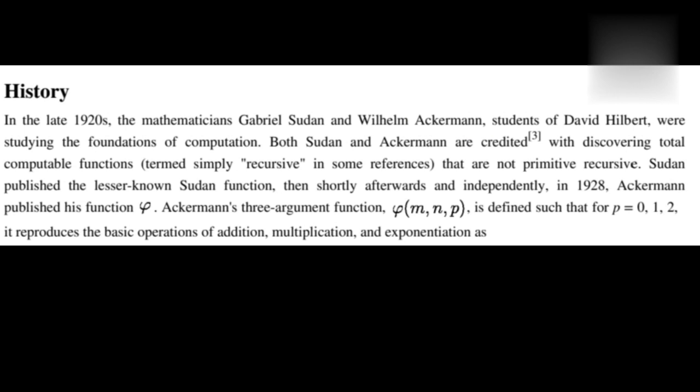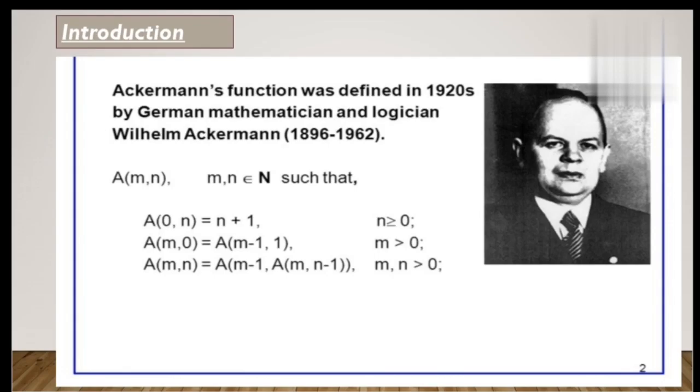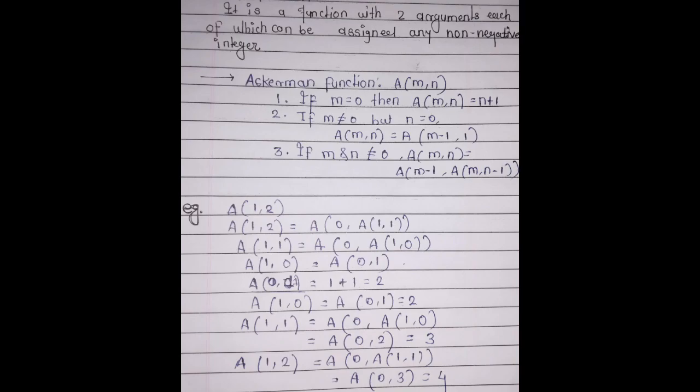Ackermann's three-argument function φ(m, n, p) is defined such that for p equals 0, 1, 2, it reproduces the basic operations of addition, multiplication and exponentiation. As we know, Ackermann's function was defined in the 1920s by the German mathematician and logician Wilhelm Ackermann, who lived from 1896 to 1962. Condition of Ackermann function.